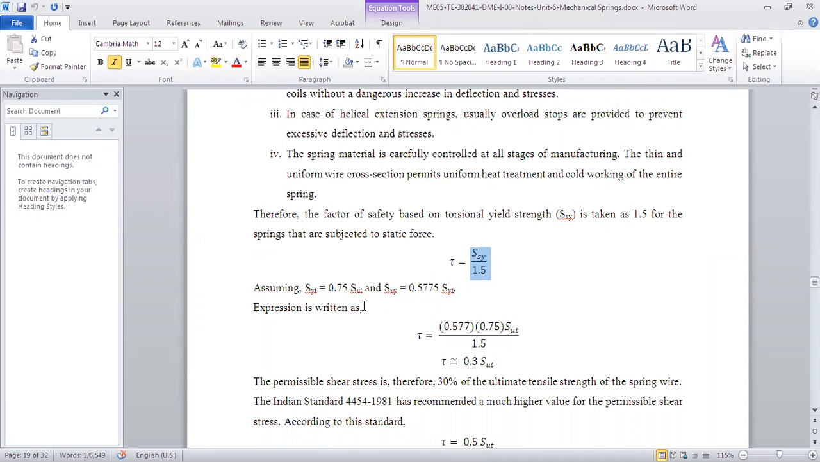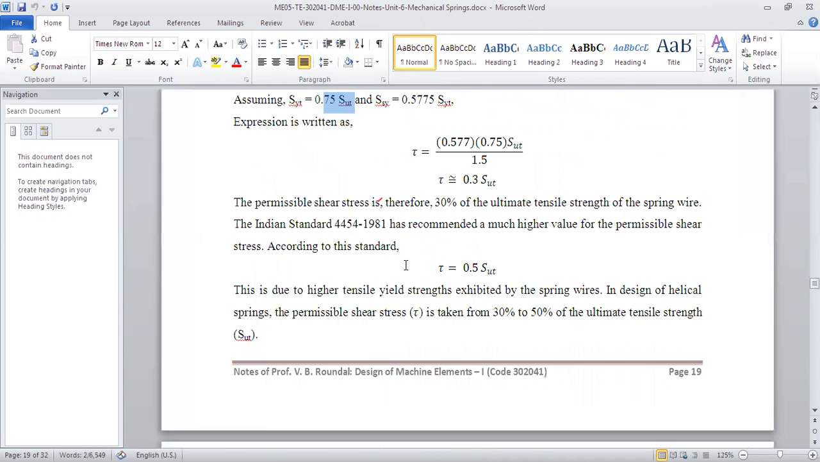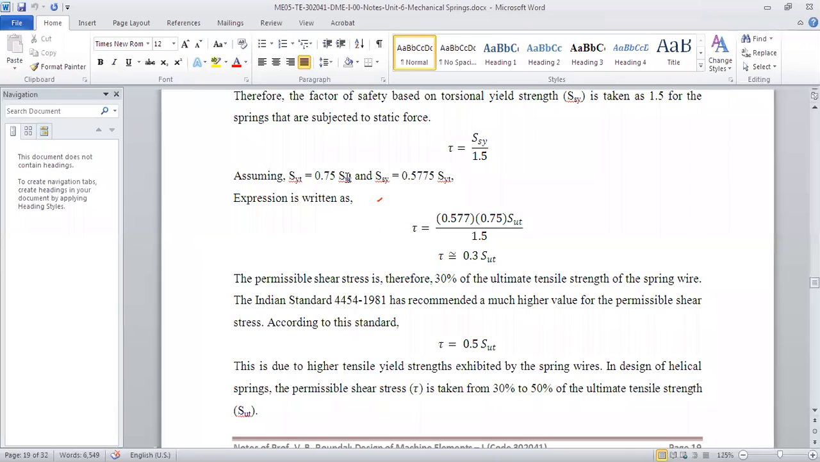Generally we will be given SUT or SYT. If SUT is given, then the yield stress SYT is 0.75 of SUT. Now I am explaining how to take the limiting stresses. So if SUT is given, we can calculate SYT as 0.75 SUT, and SSY as 0.5775 of SYT. So SSY will be 0.5775 into 0.75 of SUT.